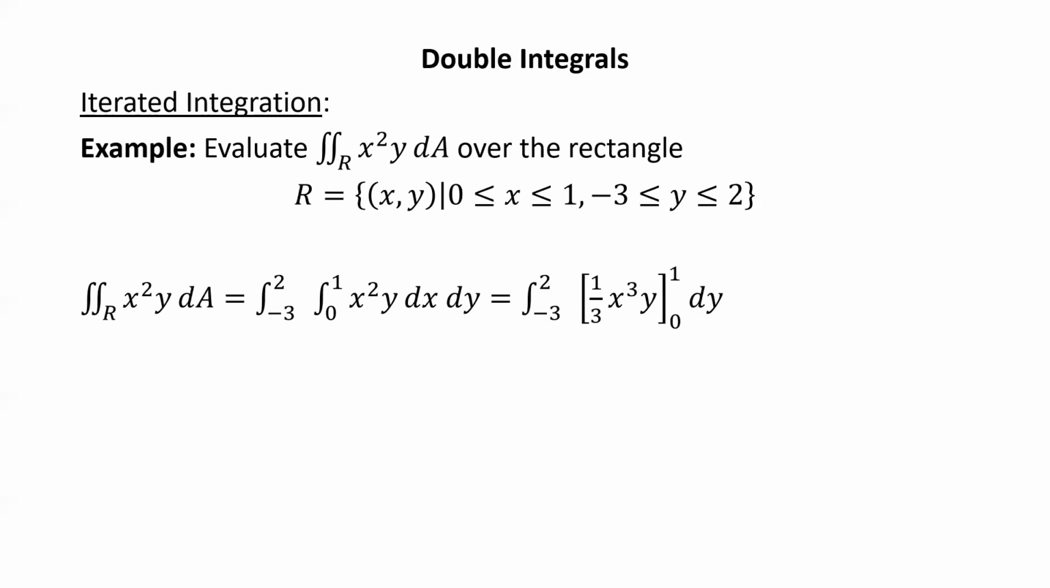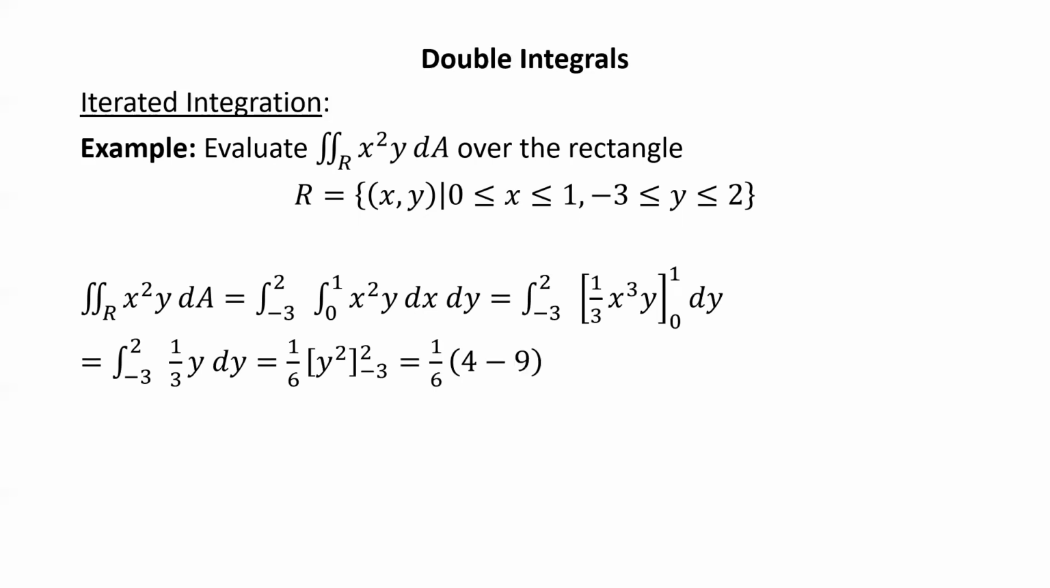So we do the inner integral first, integrating with respect to x. x squared becomes x cubed over 3, so we have 1/3 x cubed y from 0 to 1. When we plug in the 1, we just get 1/3 y. When we plug in the 0, we get 0. So this is now just the integral from -3 to 2 of 1/3 y dy. Just a power rule. We get 1/3 y squared over 2, or 1/6 y squared, from -3 to 2.